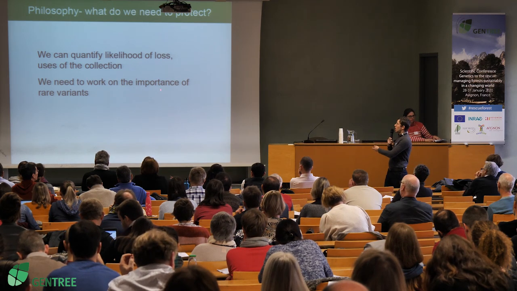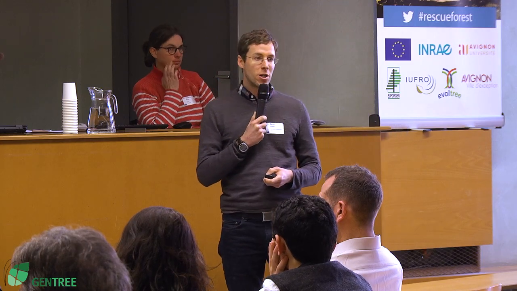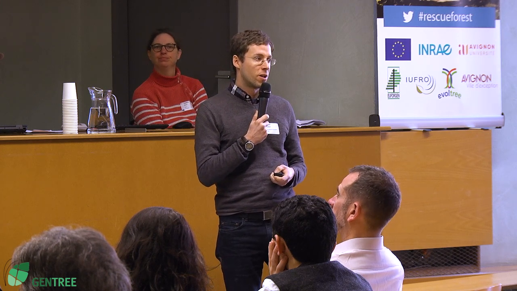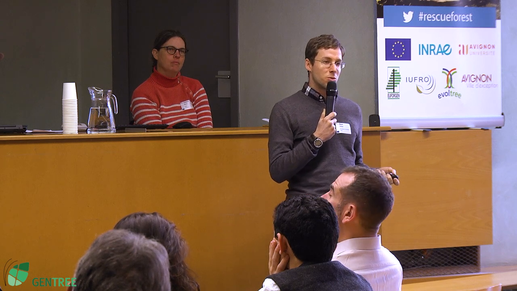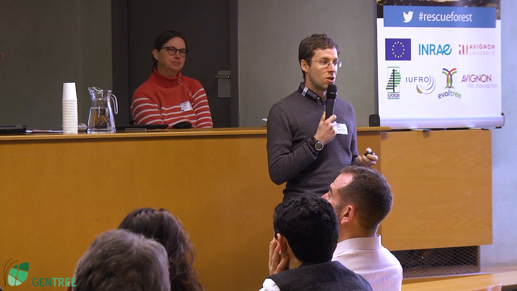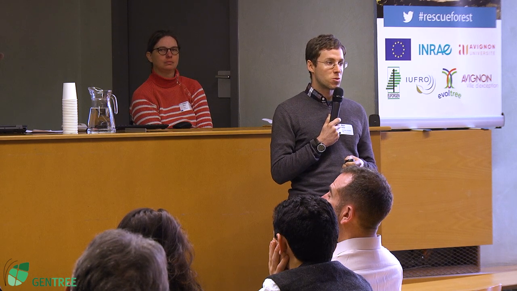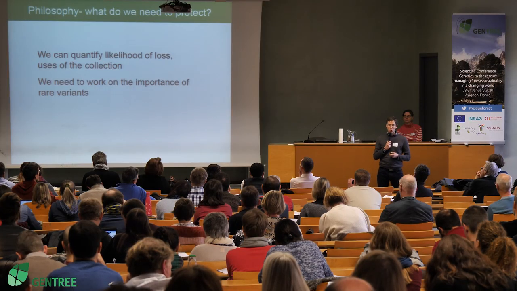I don't know how much rare variants we need for a species to evolve in the long term. Of course, it will always be case dependent. But is there some general rule or range we could come up with that would apply to most species? I'd really like to solve that problem.